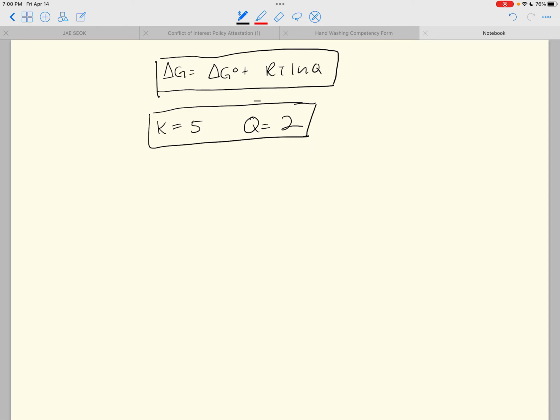As you remember from my last video or videos in the past, if Q is less than K, the reaction moves forward to reach equilibrium. So to give you a quick recap, once I know the values of Q and K, then I know if it's going to go backward or forward to reach equilibrium.